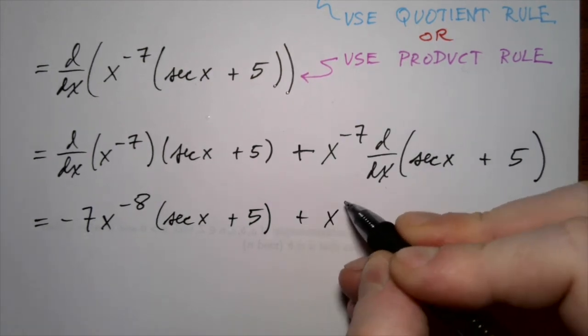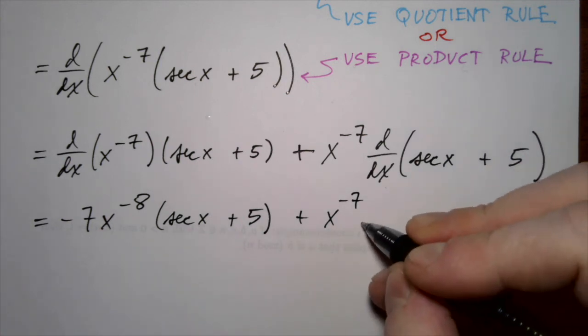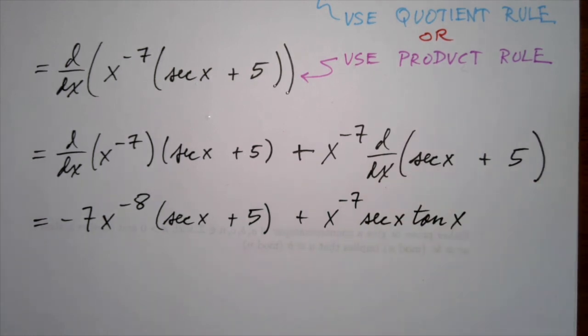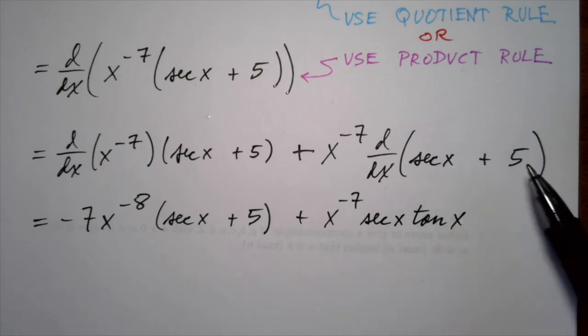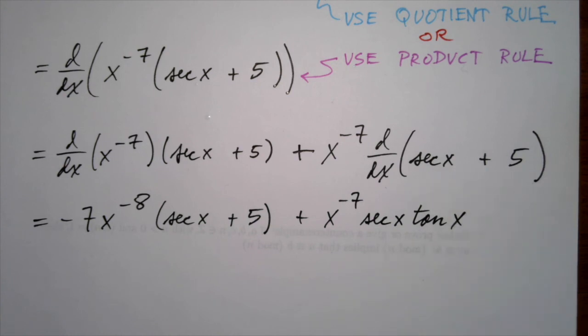Okay, next up, we got x to the minus 7, and we need to take the derivative of secant. So remember, from the last page, the derivatives of the trig functions, the derivative of secant is secant of x times tangent of x. And in fact, that's the entire derivative here because we're adding 5, and 5 is a constant. The derivative of this term is 0. It doesn't contribute anything. So we get just the derivative of secant, which is secant times tangent. All right, now this is the answer.